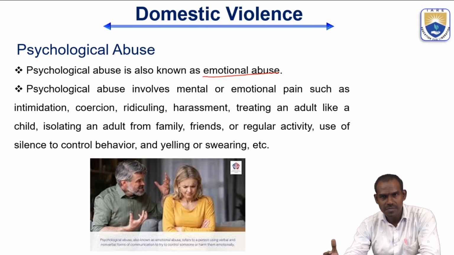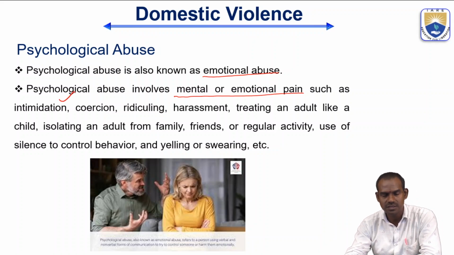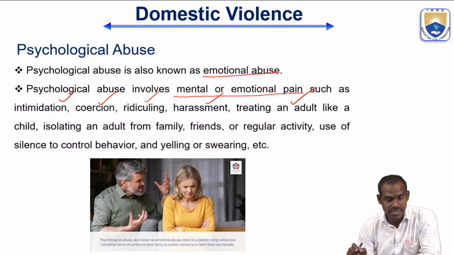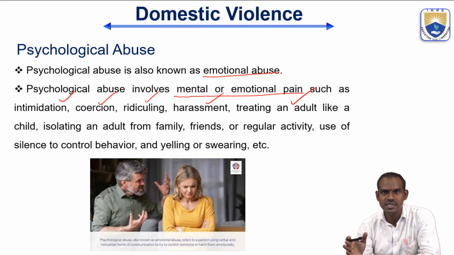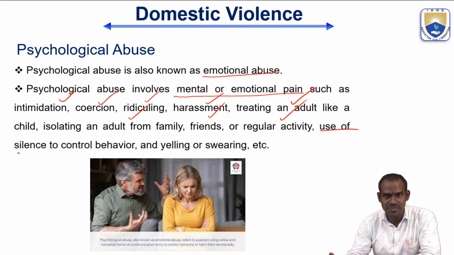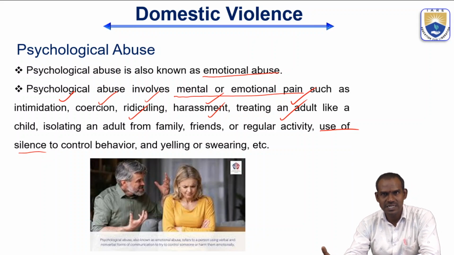It involves mental or emotional pain, such as intimidation, coercion, ridiculing, harassment, treating an adult like a child, which psychologically is one kind of abuse. Isolating a particular adult from their family, or from friends, or from regular activity. Okay, and use of silence to control behavior. If you use silence to control one's behavior, that will also come under mental or psychological or emotional abuse.